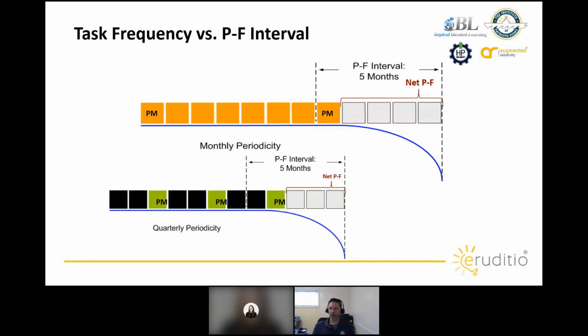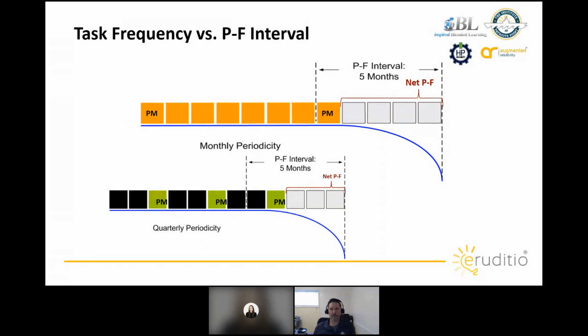So we have to use experience to help set these PF intervals as a starting point if we don't have good data, all right? Now, once we've established what we think this is going to be, say we're using vibration to detect this failure mode, how long is it going to take from when we detect to when it fails? Say it's 3 months. Okay, perfect. Now we've got a working point. That's our PF interval.